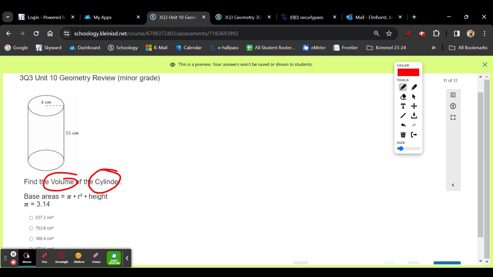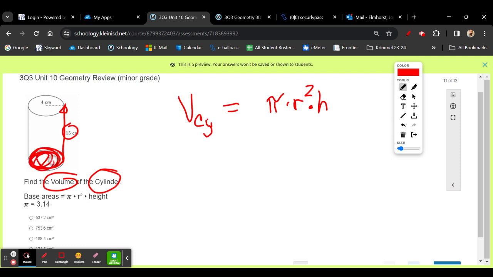Find the volume of the cylinder. So we need the volume of the cylinder, and cylinders mean circles, and circles means pi. So first we need to find the area of the base and then multiply by the height. So the area of the base is going to be pi r squared times the height. So we're going to find the area of the base and then fill it up by multiplying by the height.